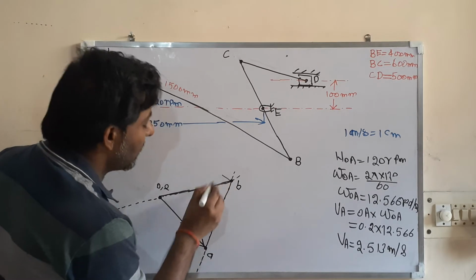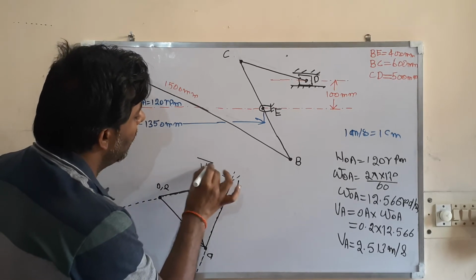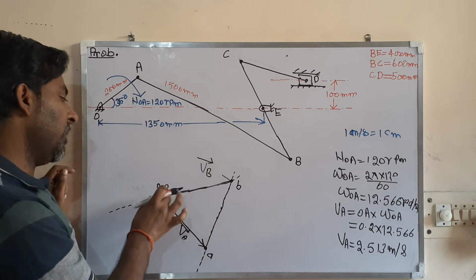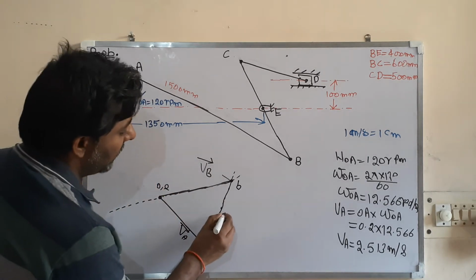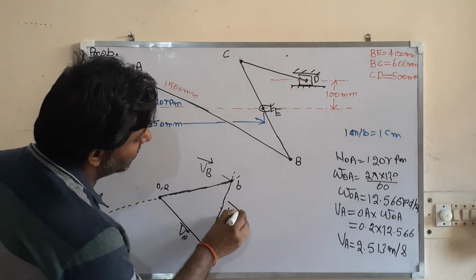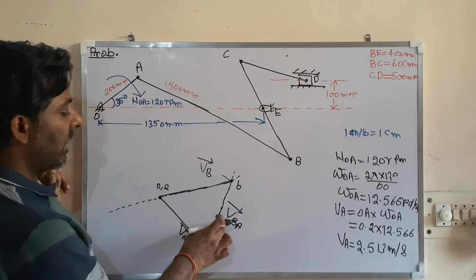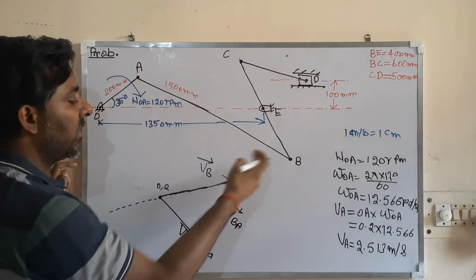So what this line is showing, this OB, this is showing the velocity of point B. Absolute velocity of point B because I am taking from the fixed point. And what is this line showing? This is showing the velocity of point B with respect to A. This is the velocity of point B with respect to A.